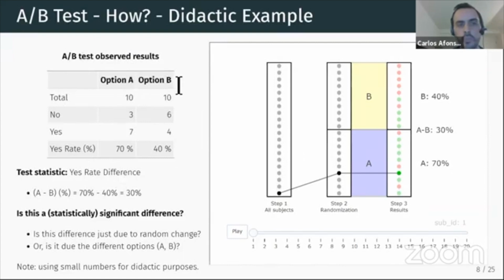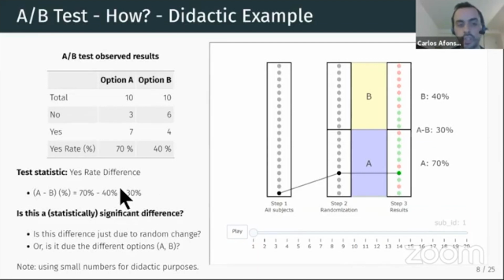So this is the summary of the result. We had option A and option B. We had a total of 10 subjects in each option. For option A, we had 3 no's, 3 reds, and we had 7 yeses. So the yes rate was 70%. For option B, we had 6 no's, 6 reds, and only 4 yeses. So the success rate, the yes rate, was 40%. And our test statistic, we define the test statistic here as the difference between the yes rate between A and B. So A minus B, 70 minus 40, that's 30%.